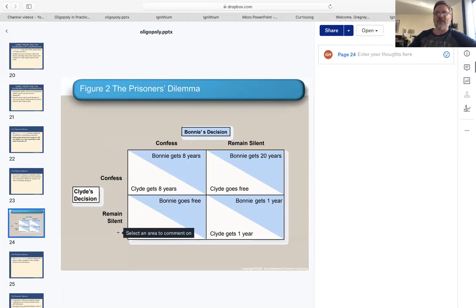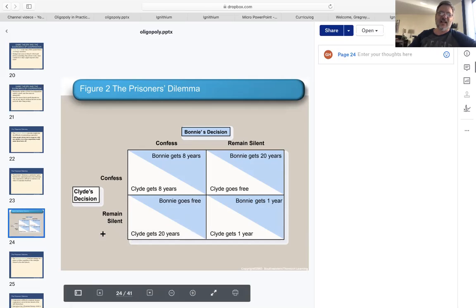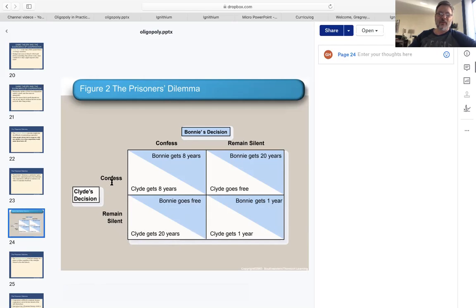There are some really good movies that have scenes like this where there are two co-conspirators in some crime, and they get pulled in for questioning, and they get put in separate rooms, and the idea is that confession is helping the prosecutors that are trying to prosecute the co-conspirators for the supposed crime or the crime they did commit.